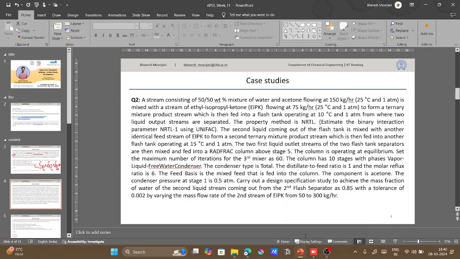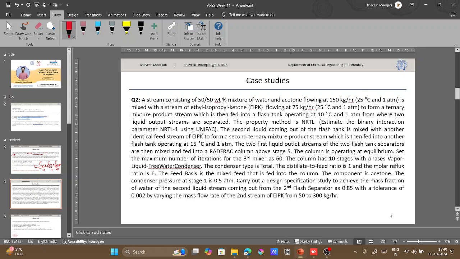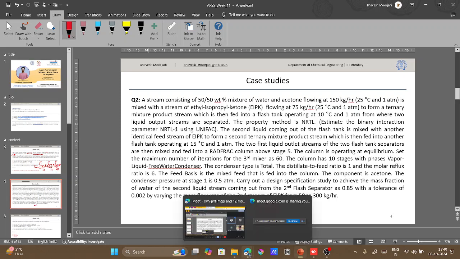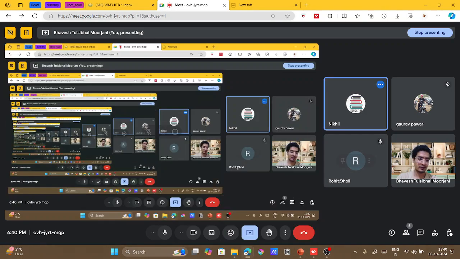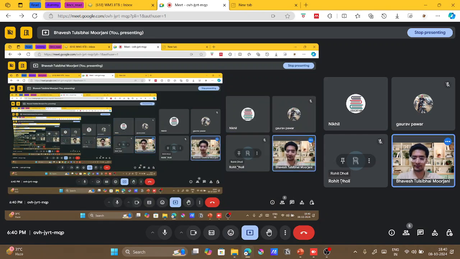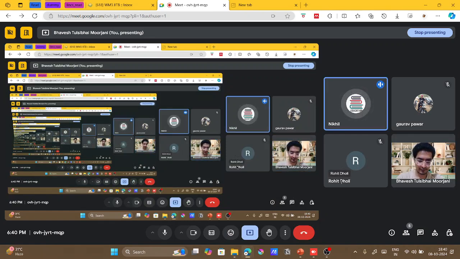Let me show you. So we have feed. Is the simulation you are doing a steady state simulation or dynamic? Sorry, what are you saying? Is this a steady state or dynamic simulation?